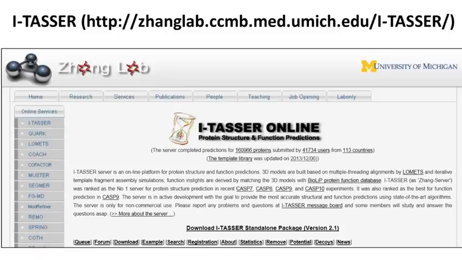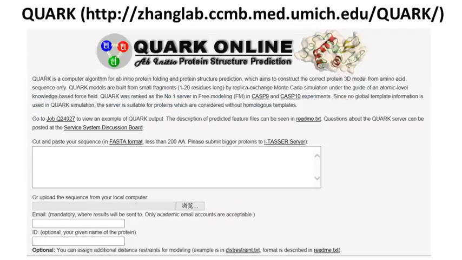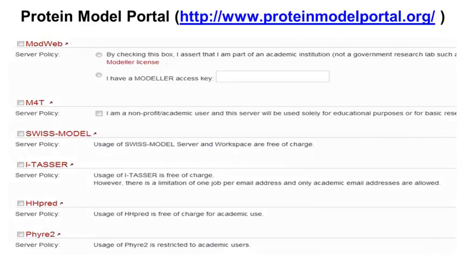Another structure prediction method with good prediction accuracy is I-TASSER, developed by Yang Zhang's group at the University of Michigan. I-TASSER also uses known protein structures as templates. The same group also developed a prediction software called QUARK that builds ab initio models from putting together small fragments of 1 to 20 residues long using a knowledge-based force field. In addition to the individual prediction servers, there are also meta-servers, such as the Protein Model Portal, that integrates 6 template-based prediction methods in one user interface.